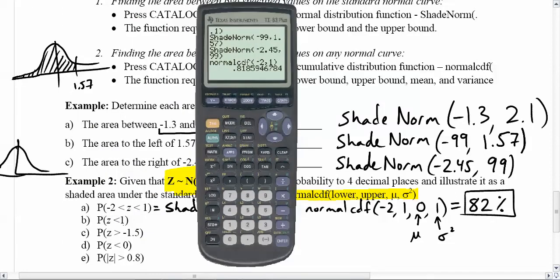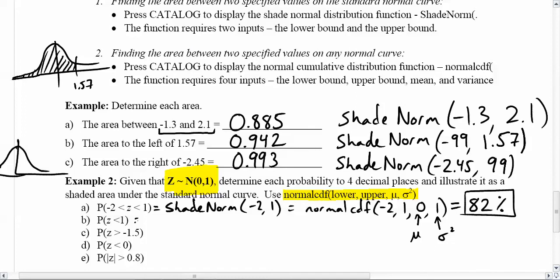So the chance that z is less than 1, you can do second enter to get that back again. So we want to go from some large negative number all the way up to 1. And you get 84%, just like we saw on the first page. So from -99 to 1 is 84%.